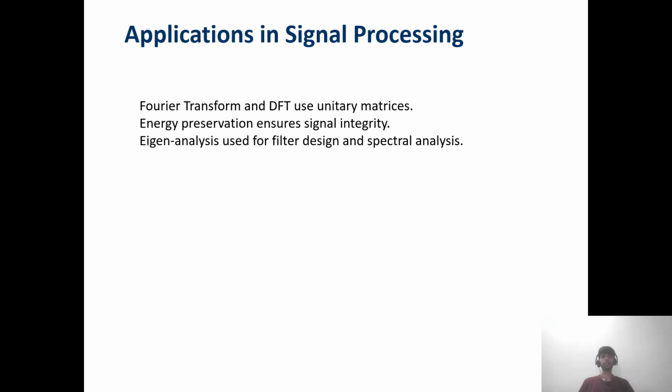Another rich area of application is signal processing. The fast Fourier transform relies on unitary matrices to convert a time domain signal into its frequency components. Because these matrices are unitary, they preserve signal energy and prevent distortion. This is critical for compression algorithms, audio and image analysis, and even communication systems like Wi-Fi and mobile networks.